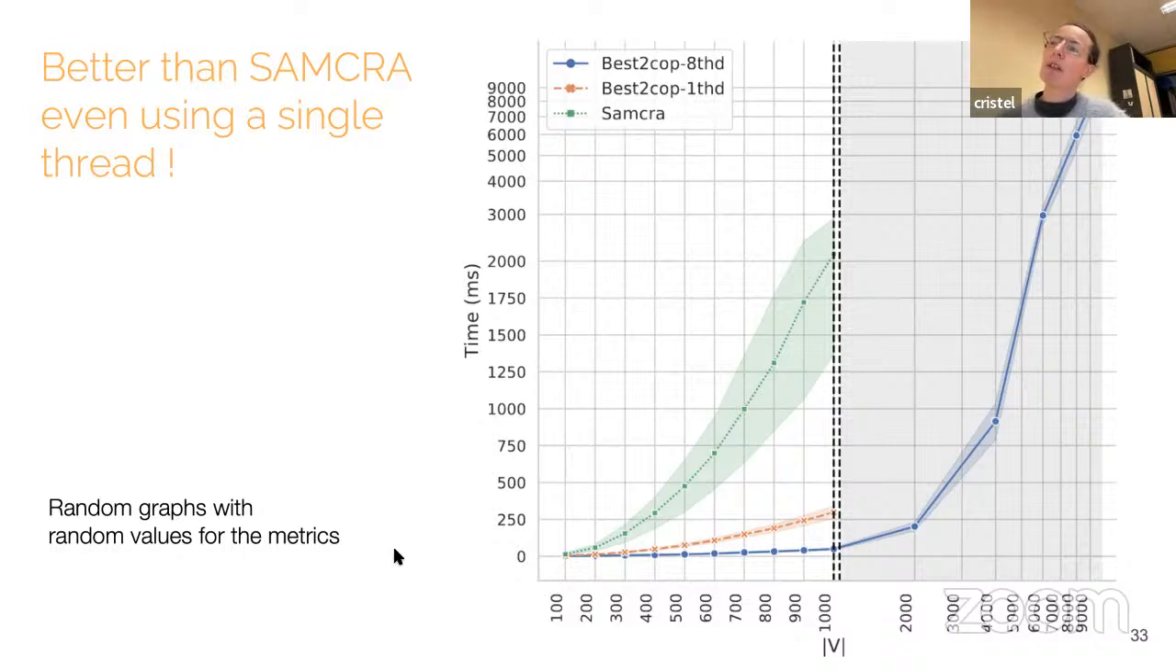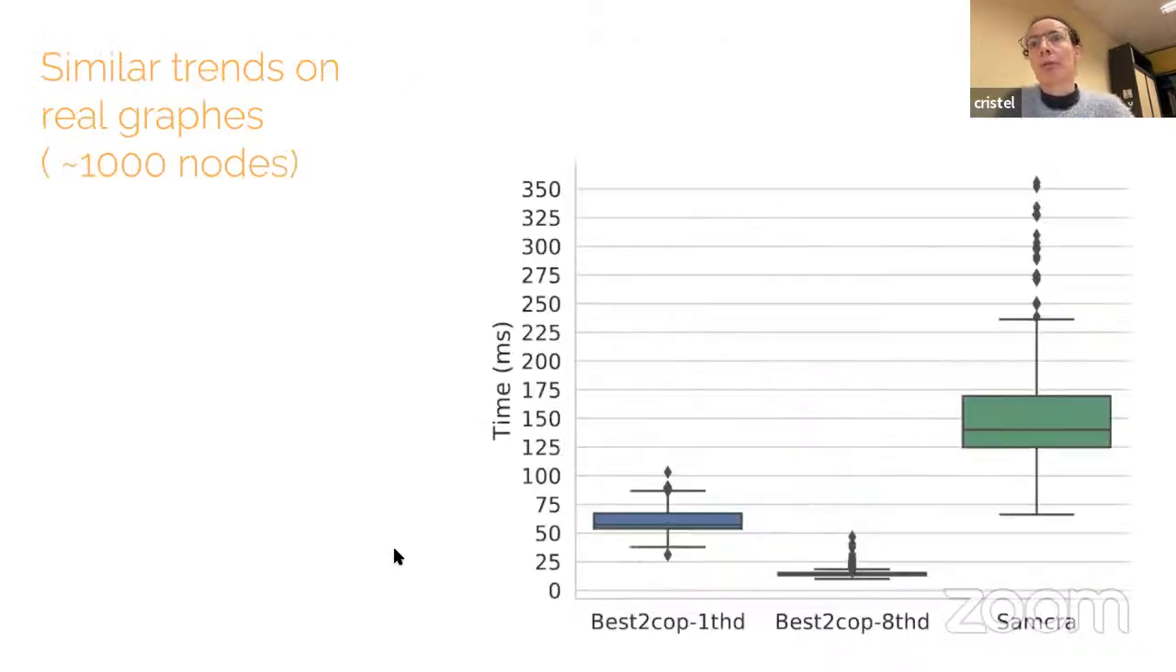First of all, we go up to 10,000 nodes topologies. Here we do it on random graphs with random metrics to be hard on the algorithm. And so you can see that SAMCRA takes much longer to achieve the computations. We also run the algorithm on topology from a tier 1, where we have the IGP metrics and the delays. And again, we can see that our proposal works better.